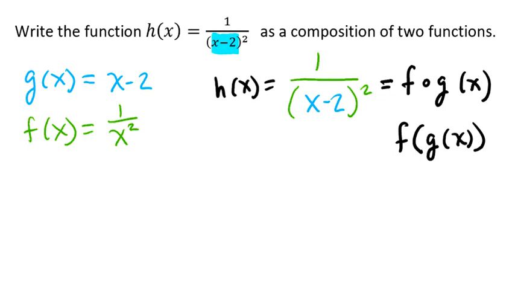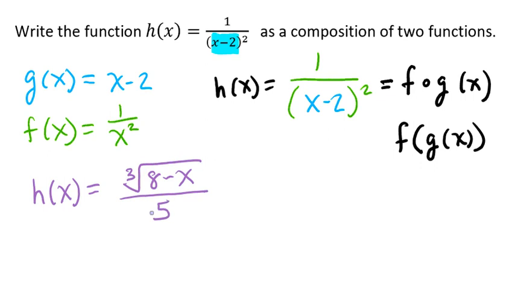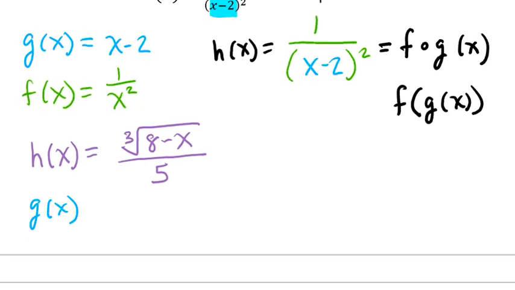Let's look at one more example just to make sure that we understand the process. So let's say that we have an h of x equals the cubed root of 8 minus x over 5. And we want to find our inner function, and we want to find our outer function. What looks like it might make a good inner function?